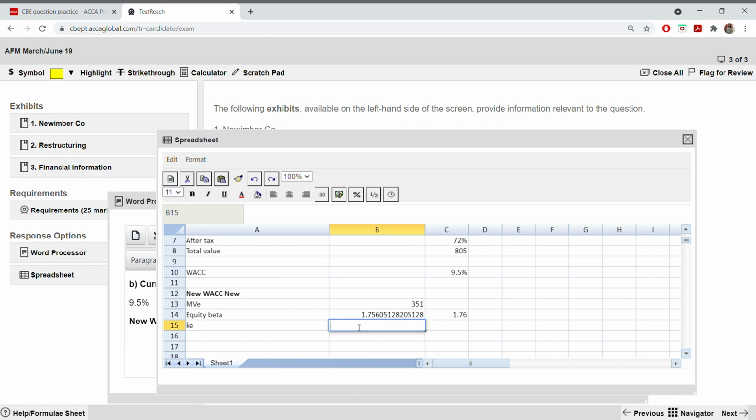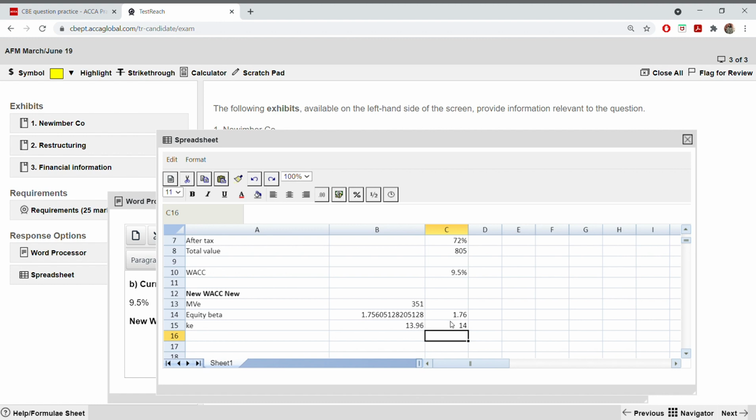Okay. The risk-free rate was 3.5% plus equity beta into risk premium. What is the risk premium? 6%. Enter. Round this, and take cost of equity and cost of debt always as a whole number. So it's 14%. That means cost of equity is 14%.